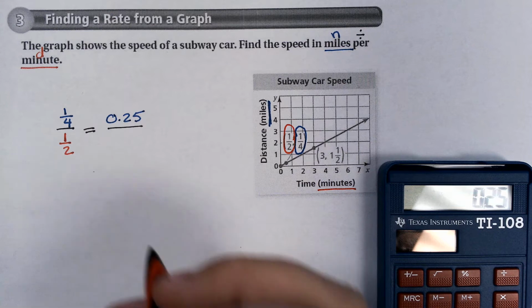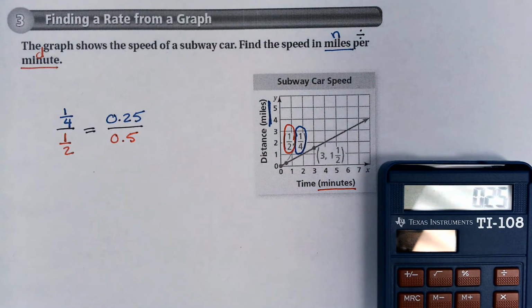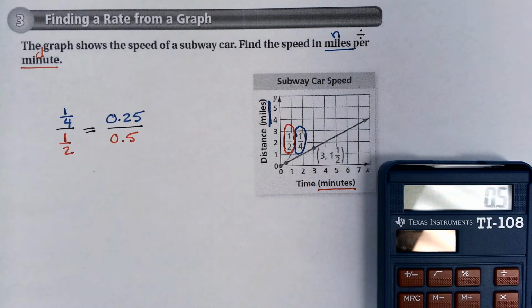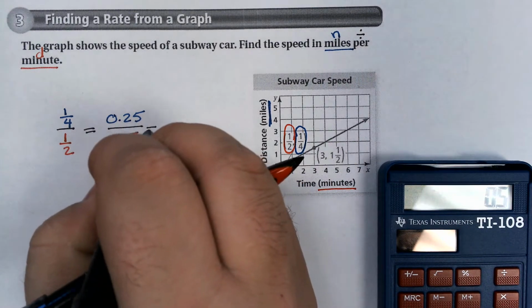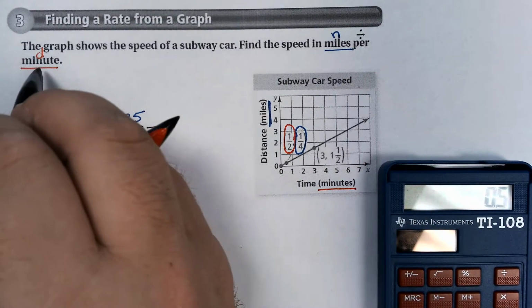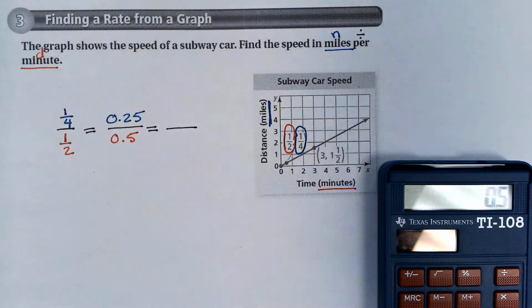Over 1/2. Well, 1/2 is the same thing as 0.5. I should know that by now, but if I need to find it, it's 1 divided by 2. That fraction bar always means divide. 0.5, that's what I got. Now, what I want is miles per minute, and notice how minute is singular. I want a singular answer. I want this to be equal to 1. So, what do I need to do?